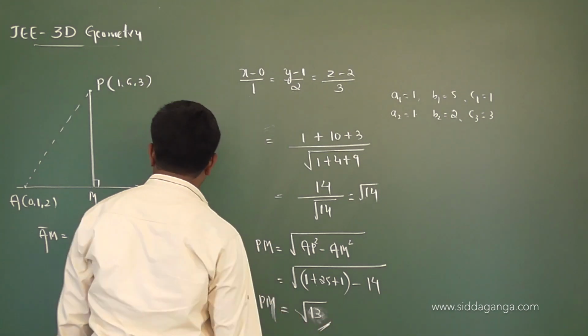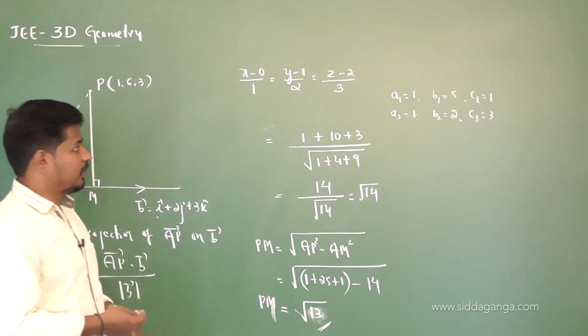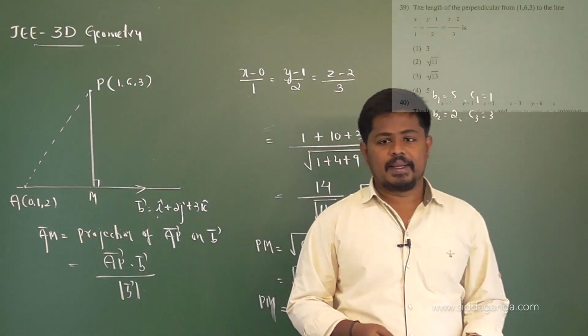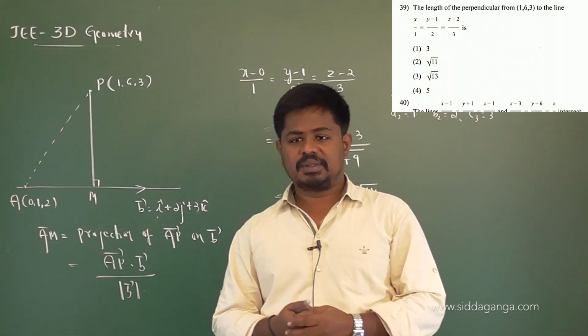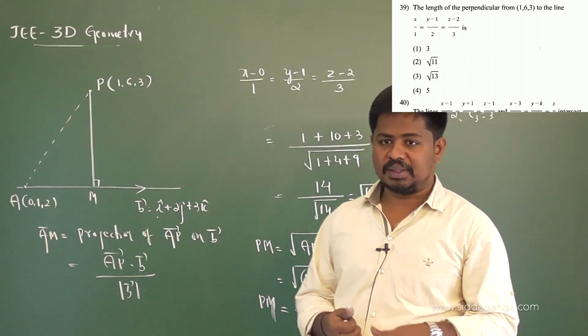Okay. So, this is the perpendicular length from the point P on the given line, x minus 0 by 1 equal to y minus 1 by 2, equal to z minus 2 by 3. That is your required answer, or that is option 3 is the correct one. I mean root 13 is the perpendicular distance from the given point on the given line.